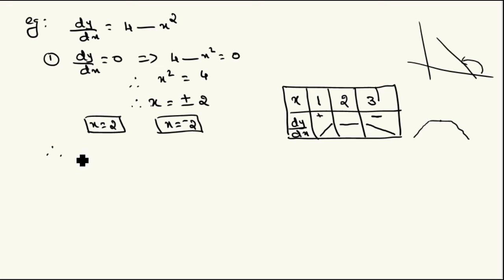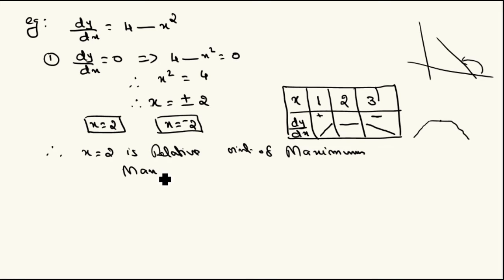So therefore x equal to 2 is the relative point of maximum. Then you have to find the maximum value, equal to your function at that particular point. What is the value?